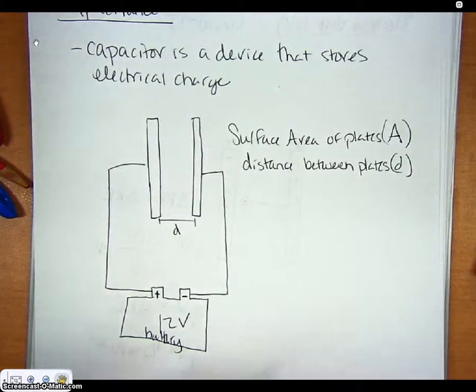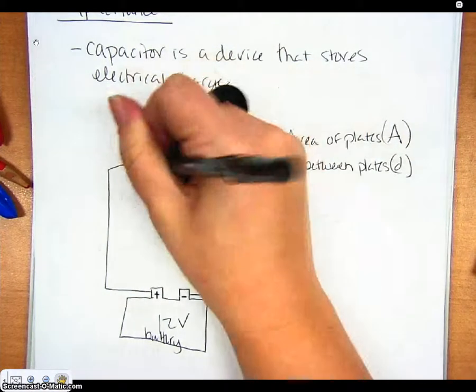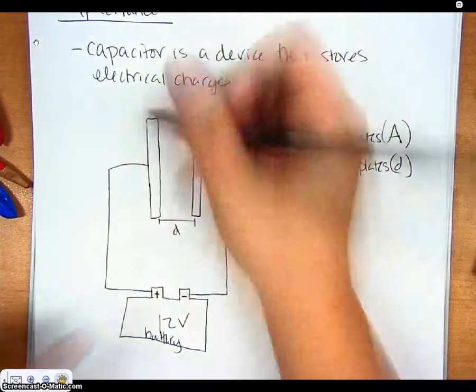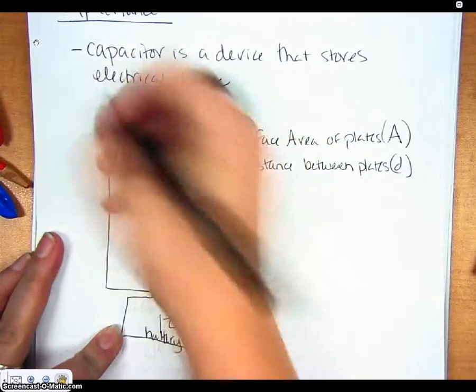Essentially, what would happen is, if you have a metal here, and electrons, remember, are free to flow in metals, and you hook it up to a battery, the electrons from this plate are going to be attracted to the positive side of the battery.